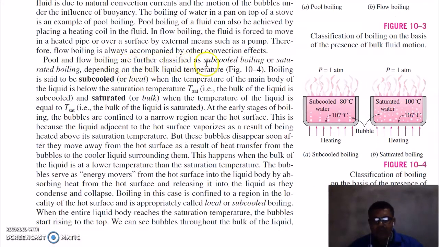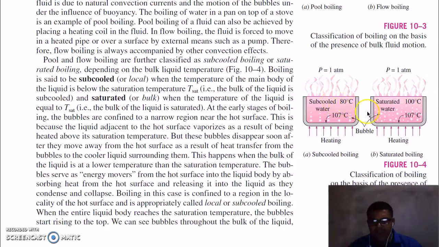Pool and flow boiling are further classified into subcooled boiling and saturated boiling. In subcooled boiling, the temperature of the main body of the liquid is below the saturation temperature. So in this case, at the early stage of boiling, the bubbles are confined to a narrow region near the hot surface. These bubbles form here, and as they grow and move to the upper side, they lose their heat to the surrounding cold liquid, their size decreases and they collapse. It means the bubbles won't be able to reach the surface.